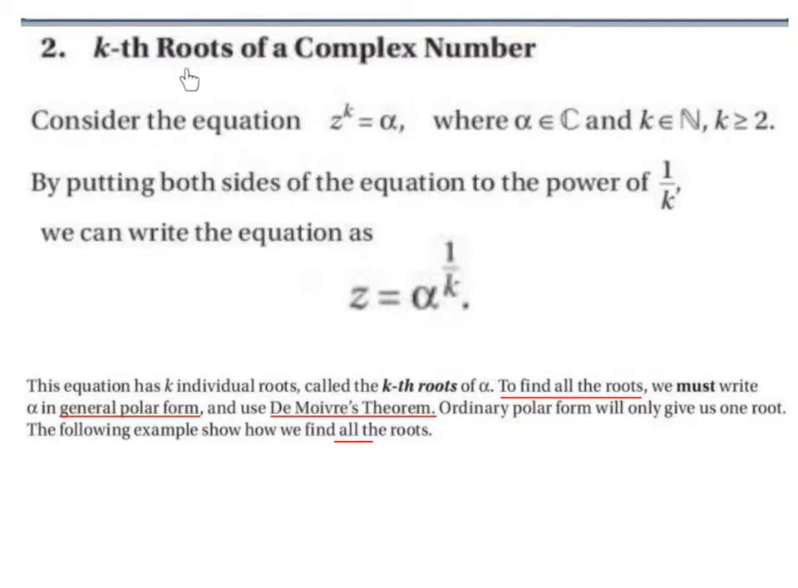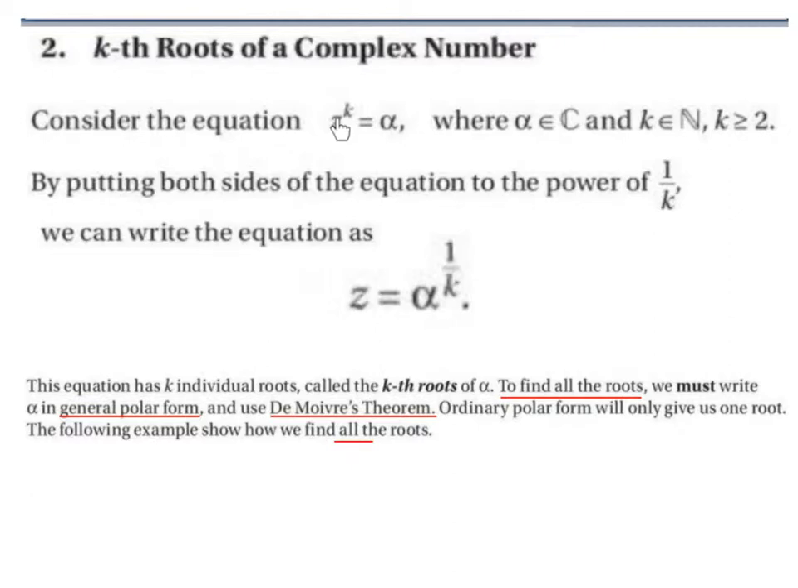The kth roots of a complex number. Consider the equation z to the power k is equal to alpha, where alpha is an element of the complex number set and k is an element of the natural number set, and k is greater than or equal to 2. By putting both sides of the equation to the power of 1 over k, we can write the equation as z equals alpha to the power of 1 over k.